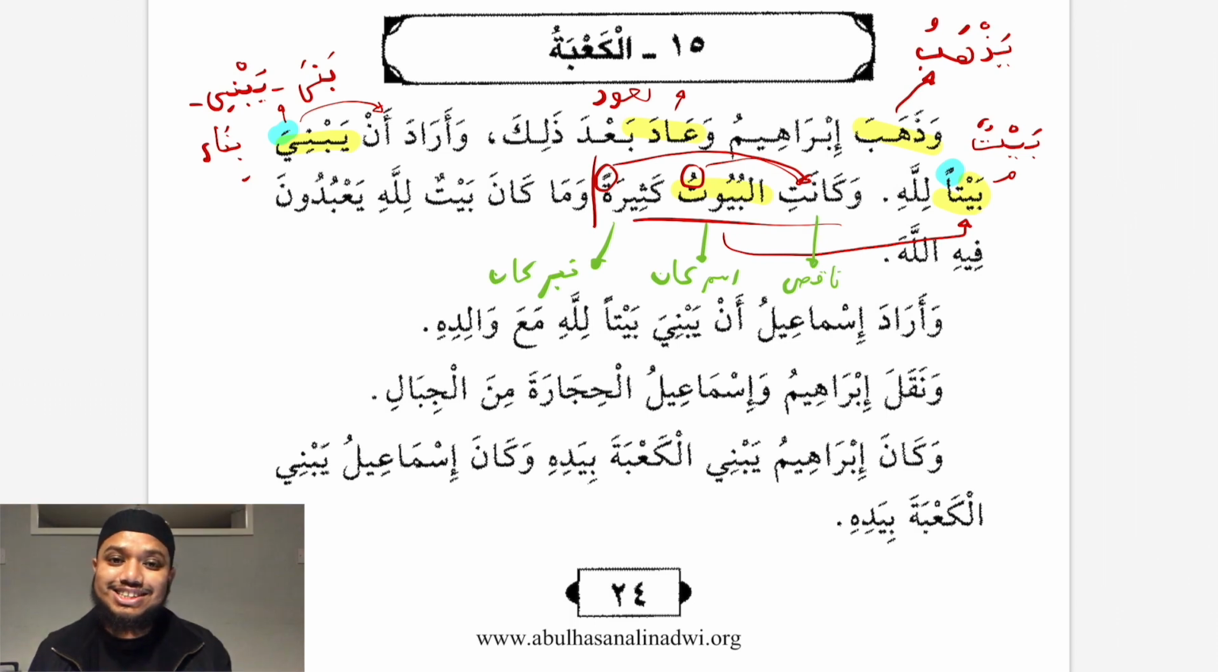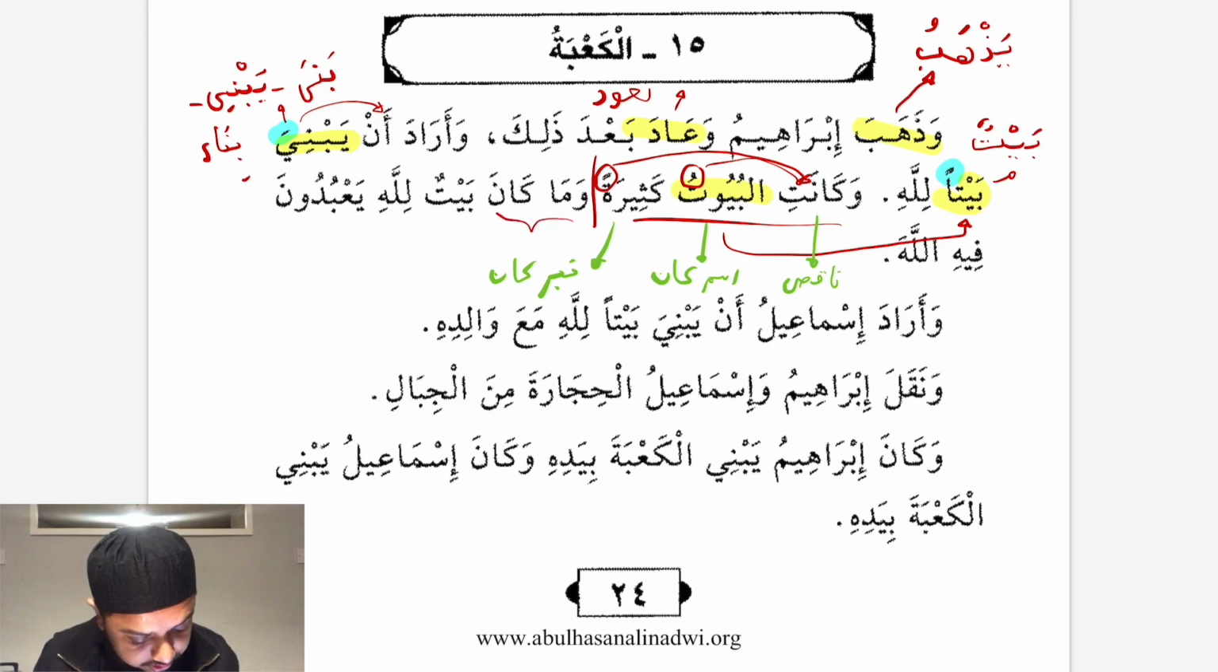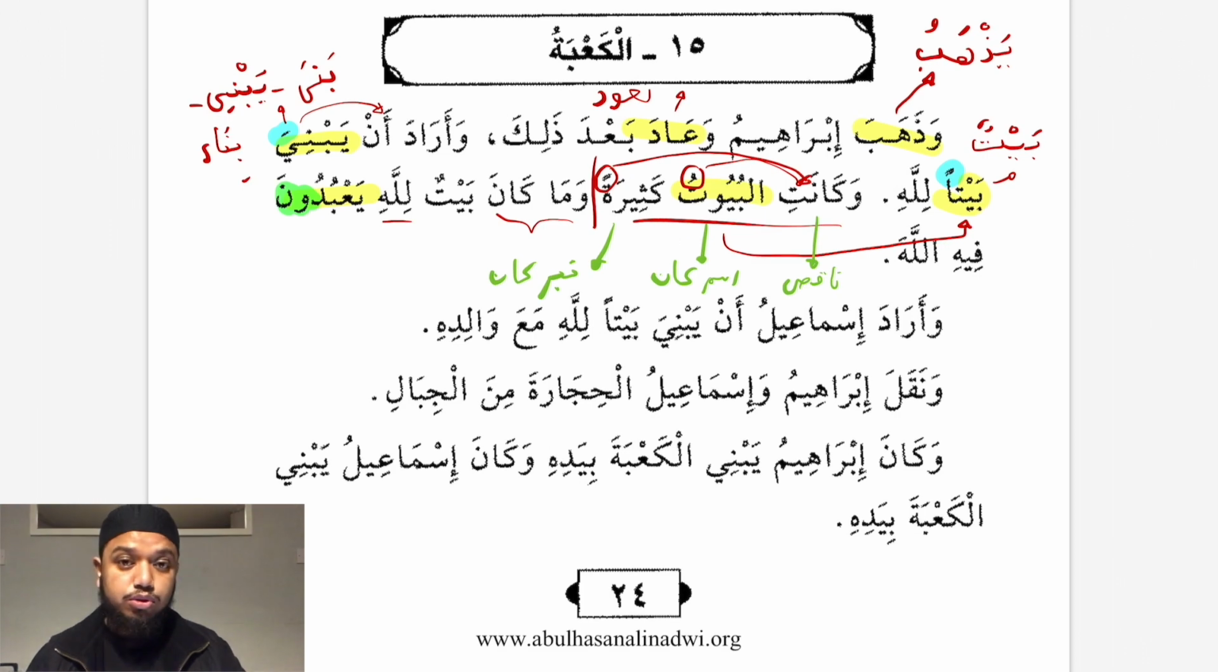So now if we dissect this sentence too, وَمَا كَانَ means, and there was no, baytun is house, lillahi, for Allah, يَعْبُدُونَ we know means to worship. Abada ya'budu, and it's ya'buduna because it is plural. Fihi means in it. Allah. Lafzul jalala, the word Allah in this sentence is mansoob because it is maf'ul bih. So the word is maf'ul bih.